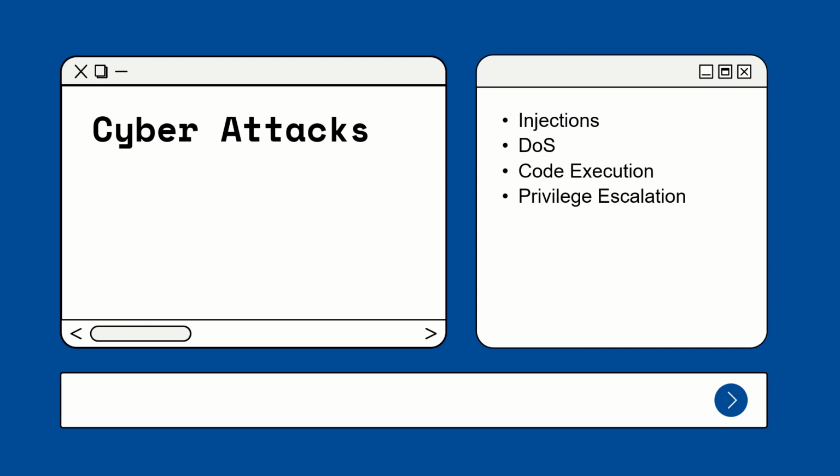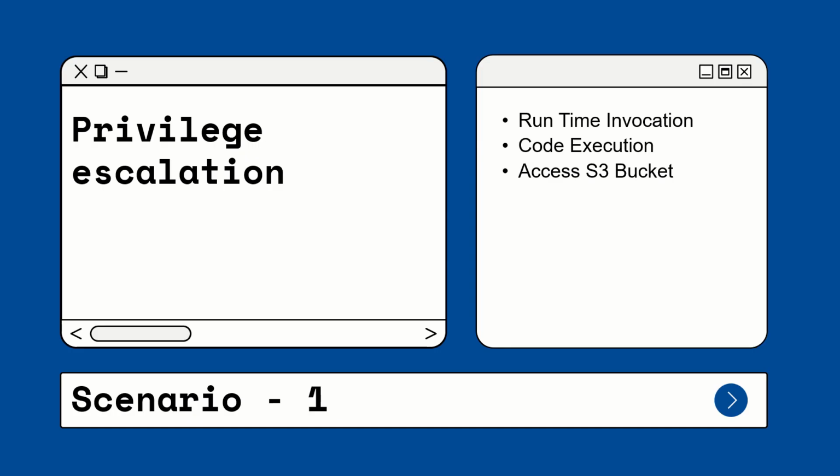Even though we can add more cyber attacks, it depends on the attacker, how the attacker finds the vulnerability, and it depends on the application as well. So these are the possible cyber attacks that I have explained. Now let's move on to the demo part.